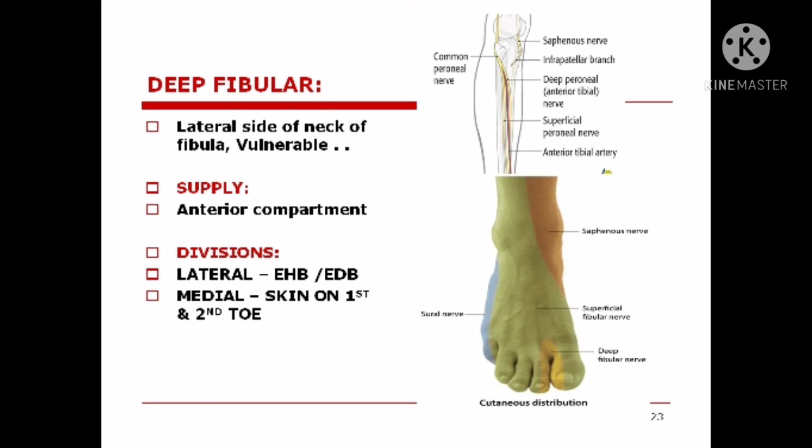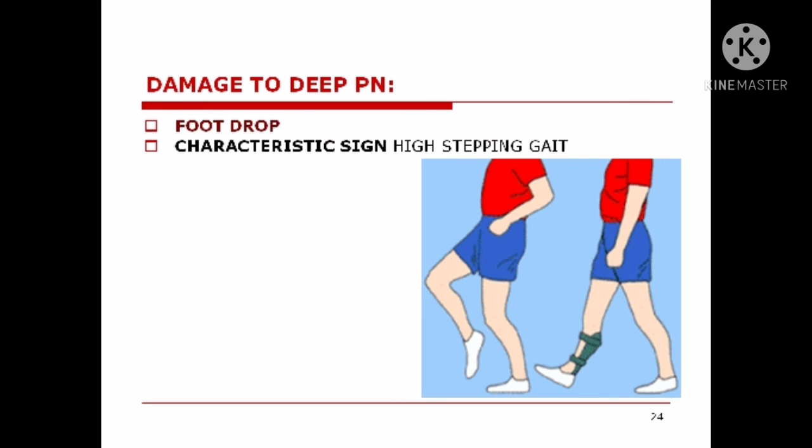The deep fibular nerve, it passes on the lateral side of the neck of the fibula, and it is very vulnerable to get injured. It supplies the anterior compartment. It divides into lateral and medial parts. The lateral parts supply the extensor hallucis brevis and extensor digitorum brevis. The medial part is cutaneous, and it supplies the skin in between the first and the second toes, as shown in the diagram. Damage to deep peroneal nerve. The presentation is foot drop, and the characteristic sign is high stepping gait, as shown in the diagram.